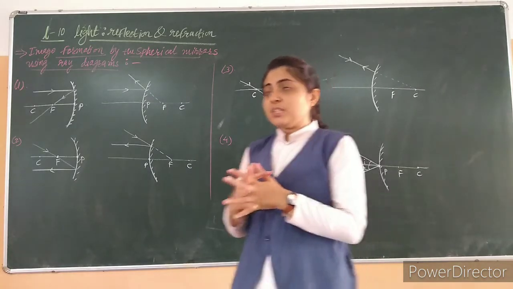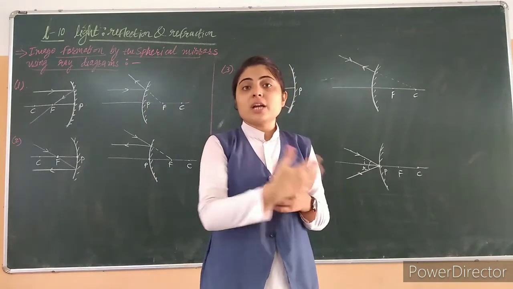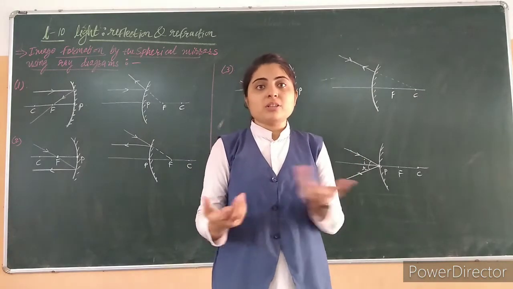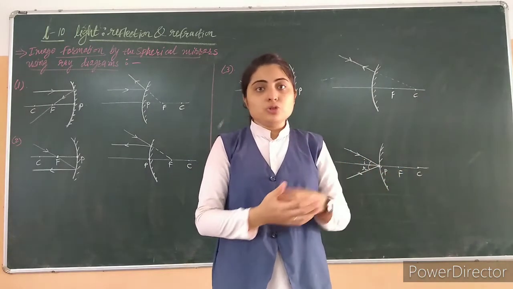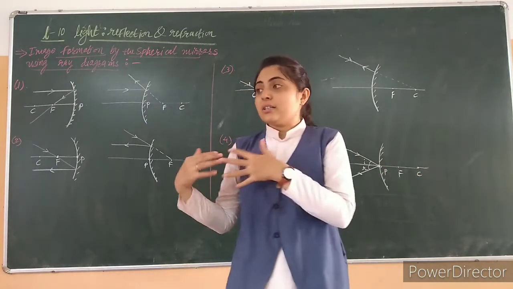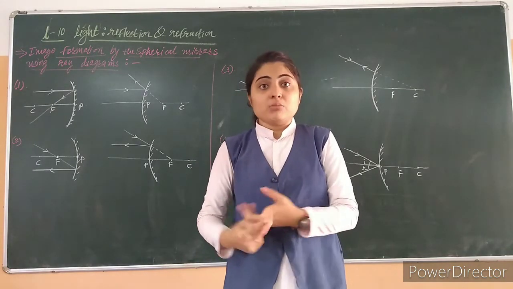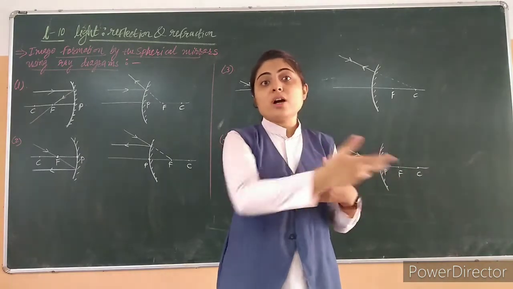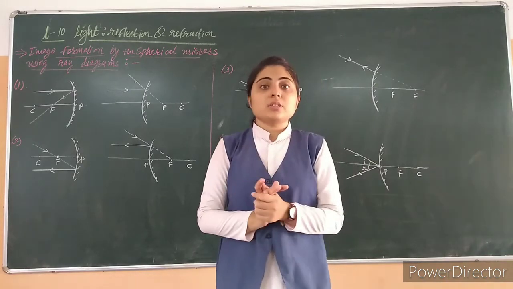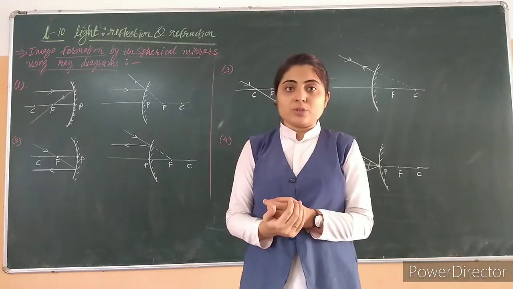That means how these mirrors give the image, what kind of image is formed by these mirrors. As we have seen in a plane mirror, the image is virtual, erect, and of the same size as the object. But in spherical mirrors, what will be the nature of the image? What will be the size of the image? At which distance will the image be formed? All these different cases we will take for both mirrors, concave mirror and convex mirror.